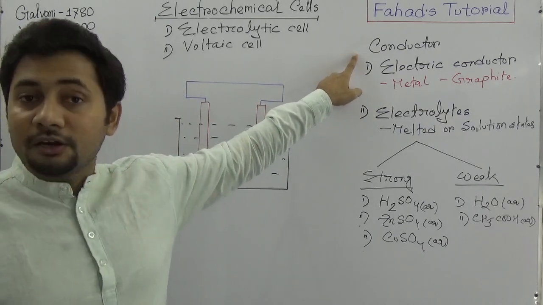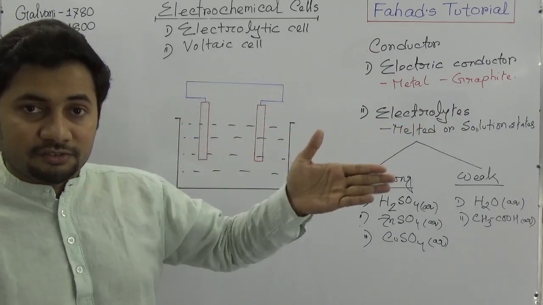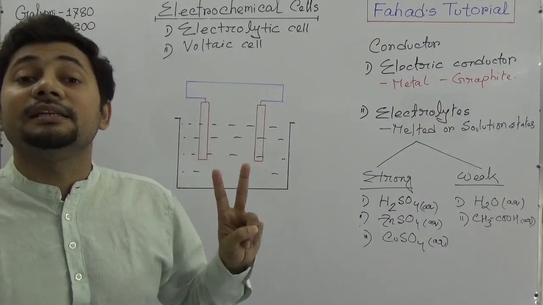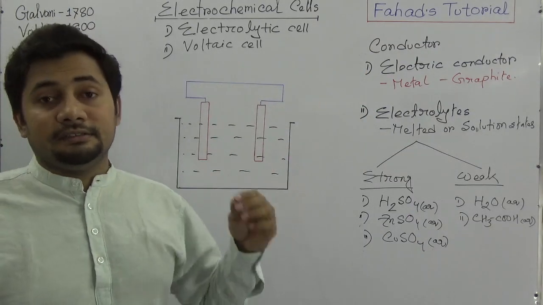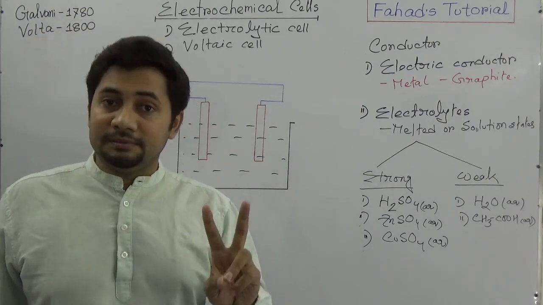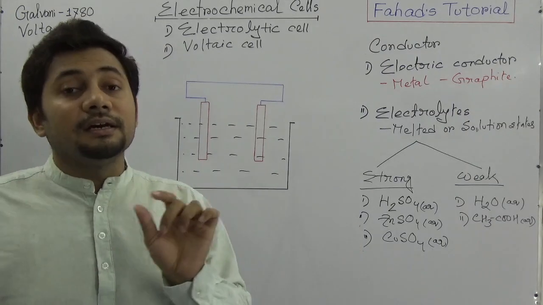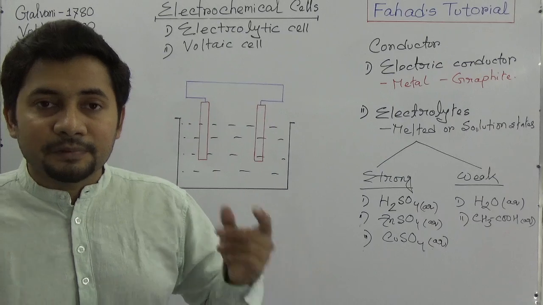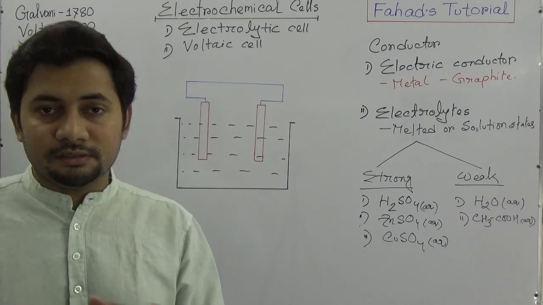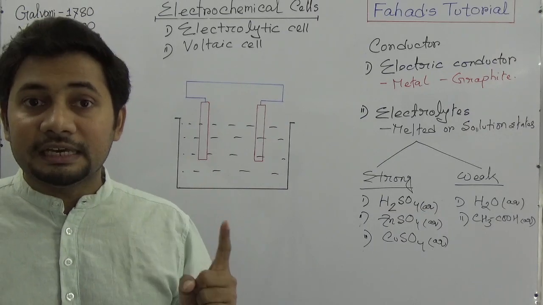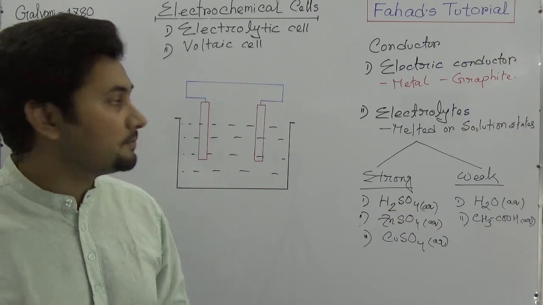So first one is conductor, those that allow electricity through them. And there are two types, electric conductors and electrolytes. Electric conductors are like metal and graphite, and electrolytes are of two types, strong and weak. Electrolytes are those substances that allow electricity when they are in a melted state or solution state, but do not allow electricity in the solid state.